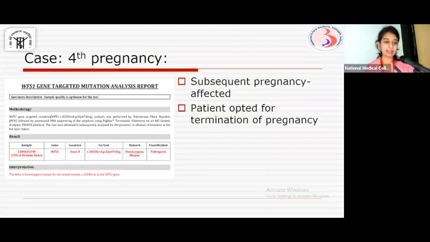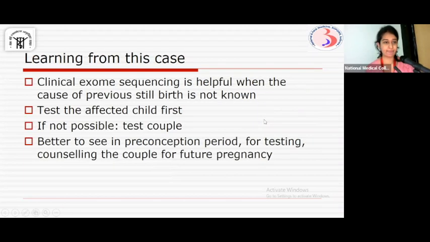She had again come to us during the fourth pregnancy. This is recently in December 2022, that is this month, and that baby is again affected. So she opted for termination of the pregnancy. So clinical exome sequencing is helpful. Cause of previous stillbirth is not known. The test of the affected child is the most important test.